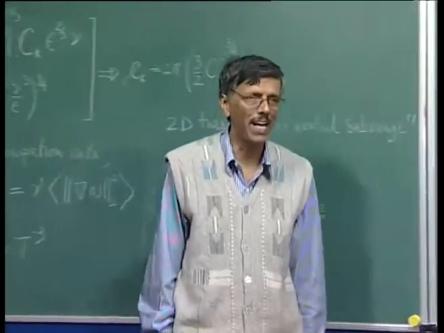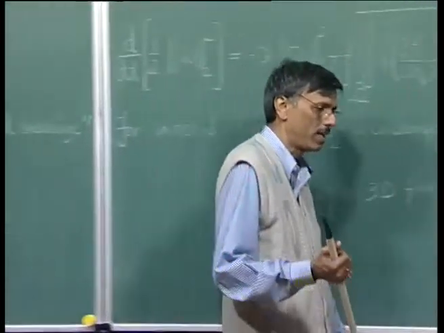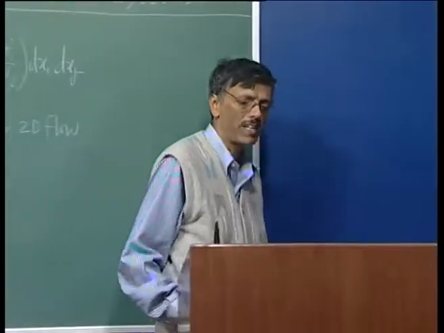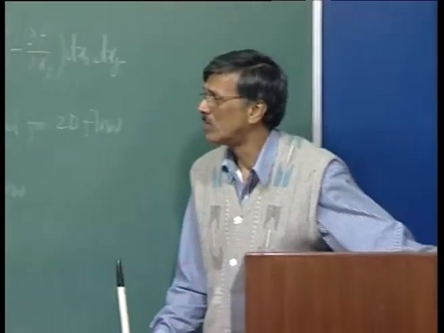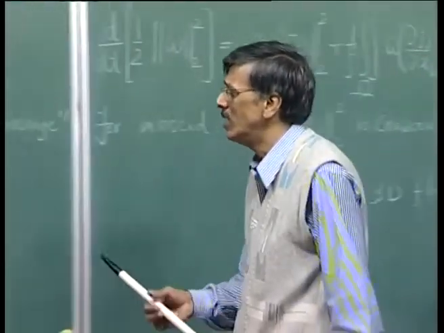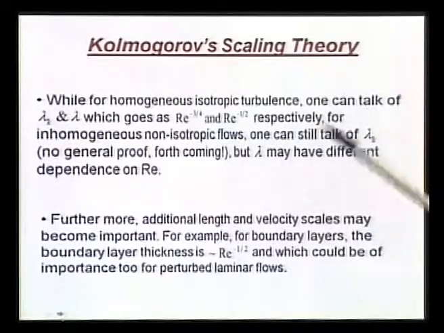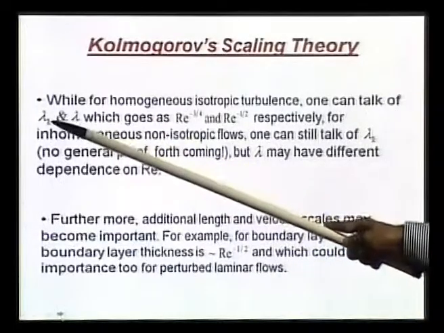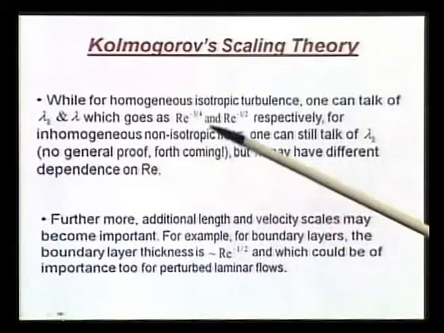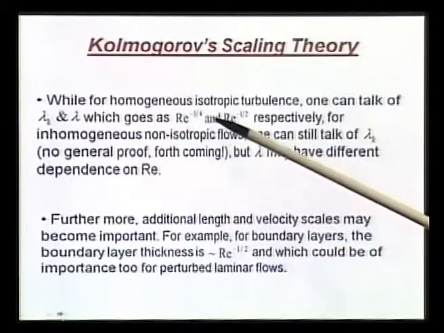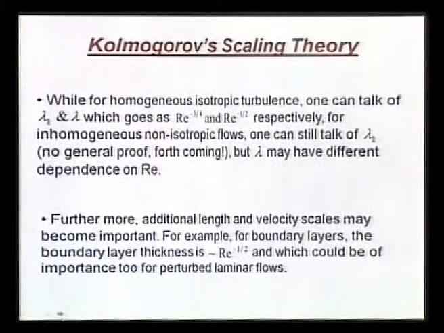So, the basic idea is for you to know that from a different perspective, depending on the Reynolds number, you may require to resolve some of those scales, right. If we are, for example, looking at homogeneous isotropic turbulence, then we can talk about the Kolmogorov scale and Taylor microscale. They go as Re to the power minus 3/4 and Re to the power minus 1/2 respectively.